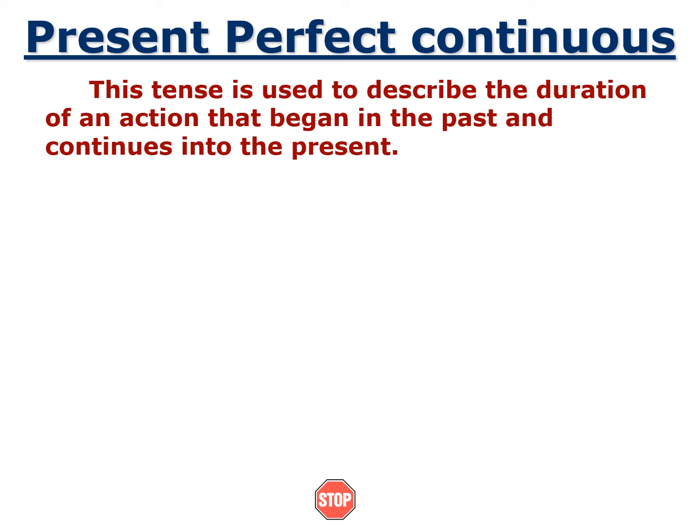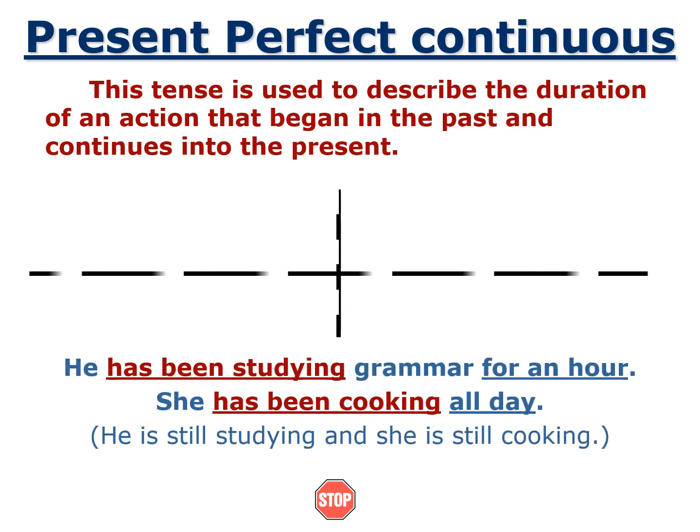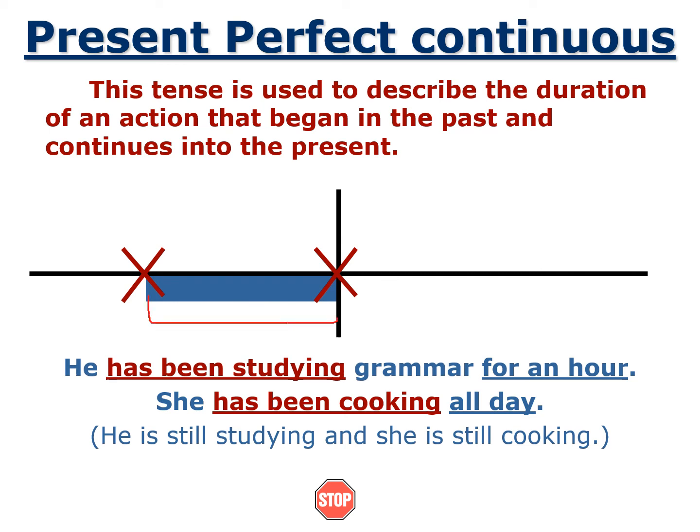Present perfect continuous. This tense is used to describe the duration of an action that began in the past and continues into the present. He has been studying grammar for 1 hour. It's continuous, it's a duration. We are talking here about the duration, and pay attention here, the duration is mentioned, for an hour. She has been cooking all day. Okay, so the action started in the past and continues till now. He is still studying and she is still cooking, which means that it's still in progress up to now.